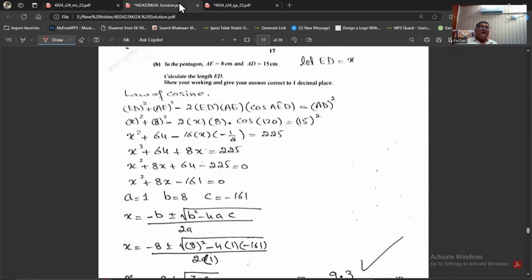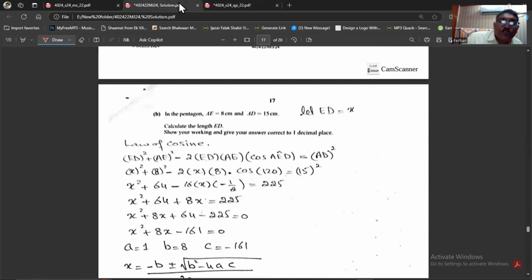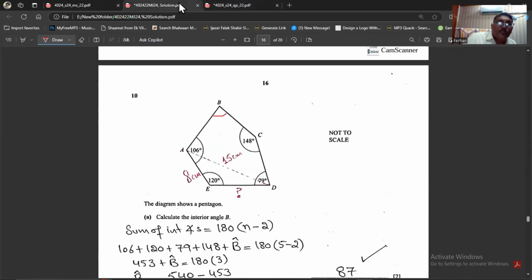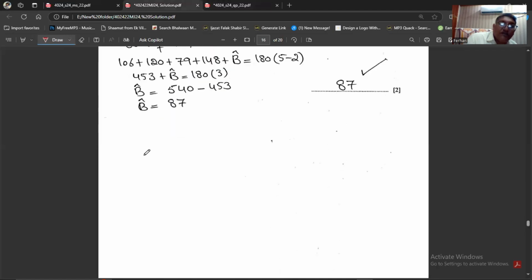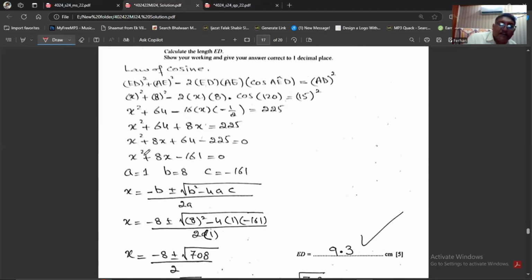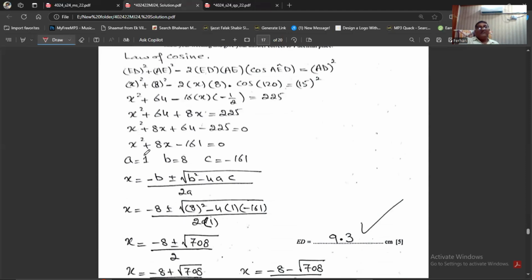So they have given me this side AE, this is 8 centimeter, AD is 15 centimeter. I know this angle, and they want me to find out the side ED. The method is very simple. There can be many methods, but I am going to apply the law of cosine. So ED square plus AE square minus 2 into ED into AE into cos of the angle AED is equal to AD square.